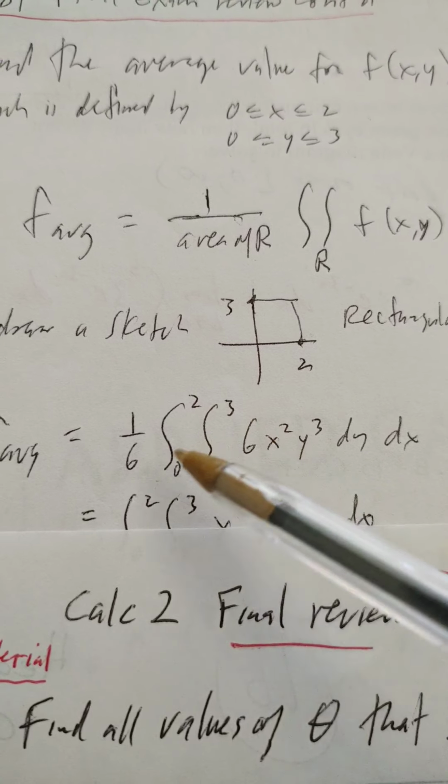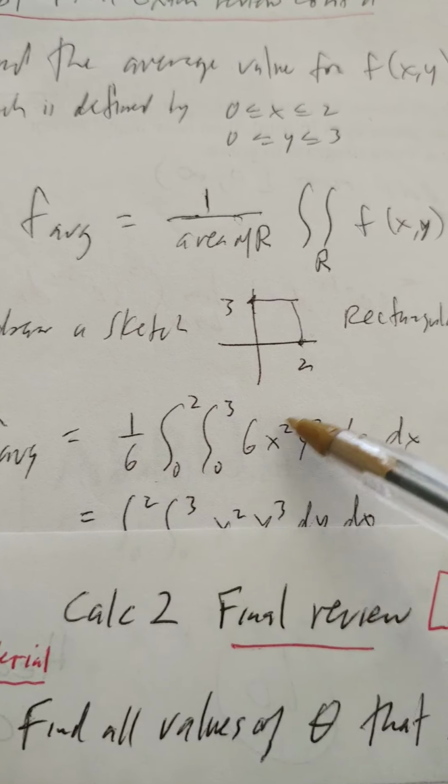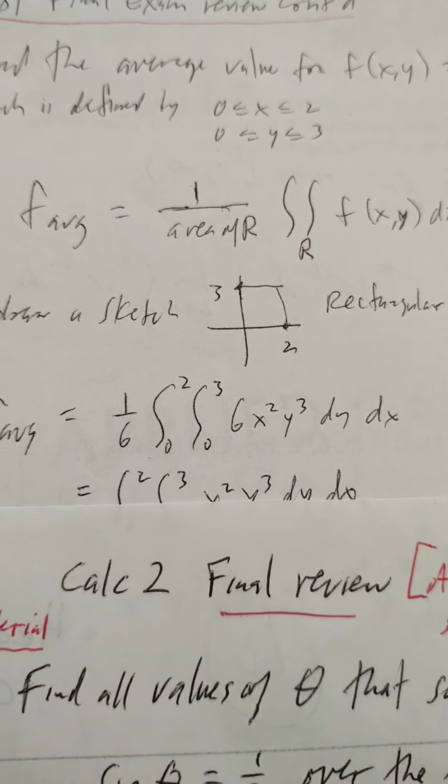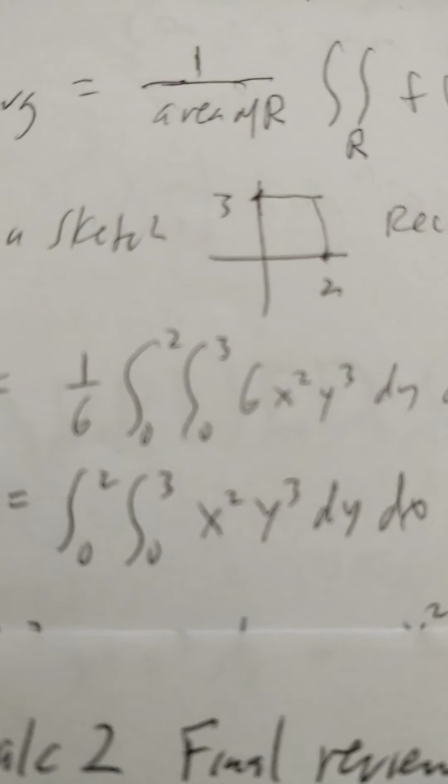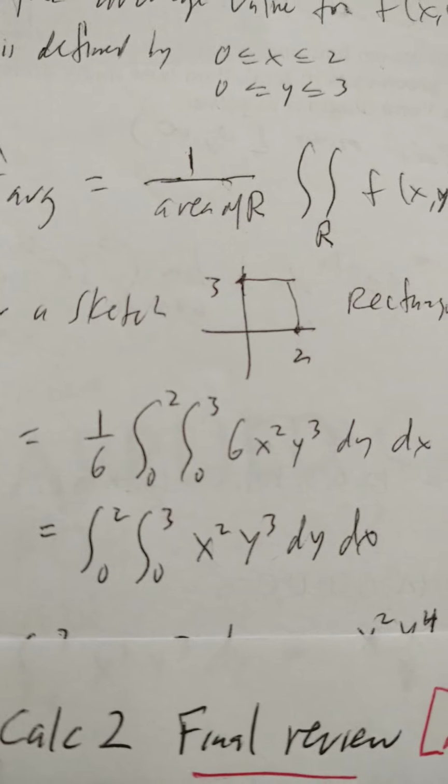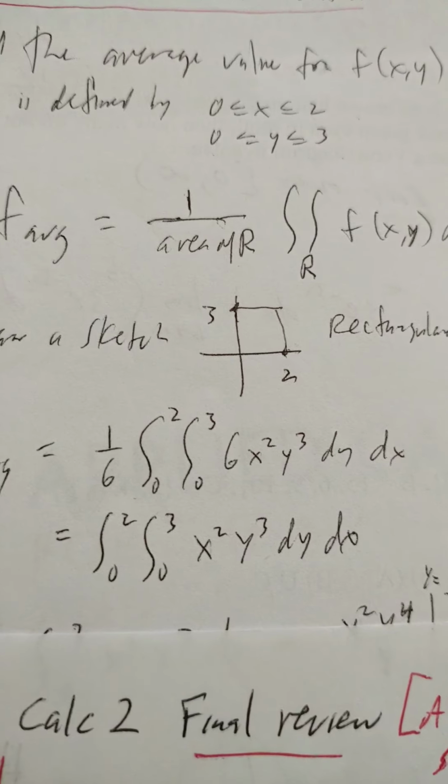And notice the 6 cancels with the 1/6. These just cancel. So now I just rewrote it like this. We don't need those numbers anymore. They cancel out. So it's just going to be the integral from 0 to 2.